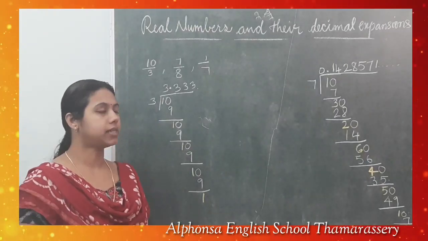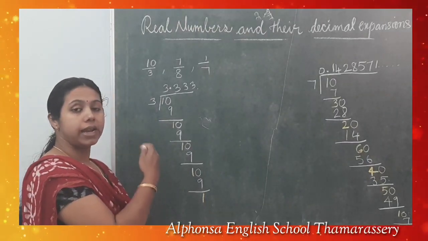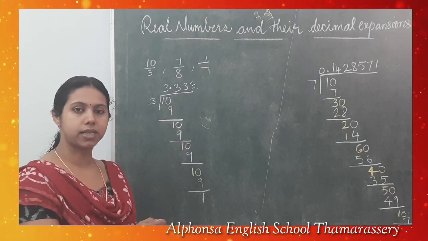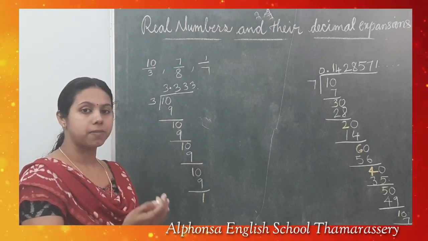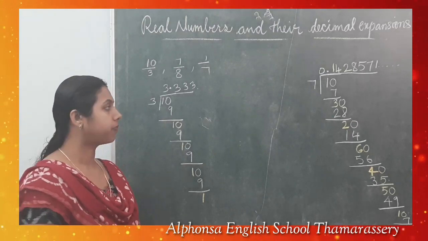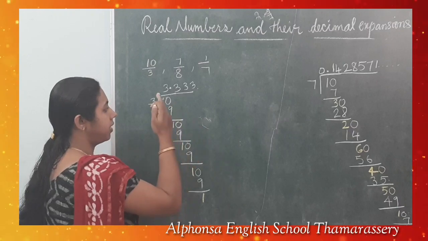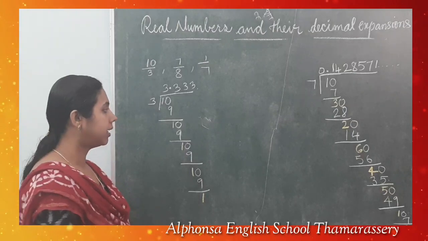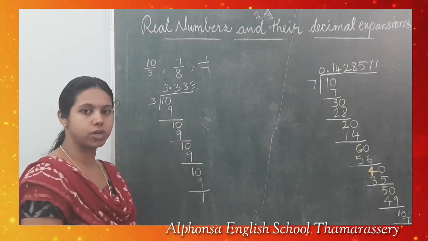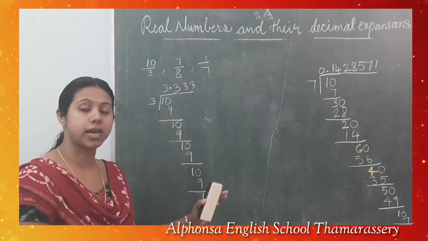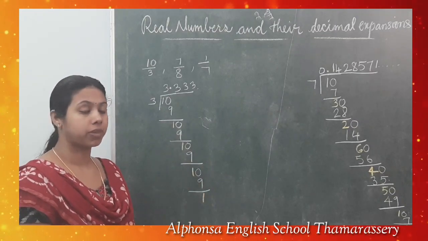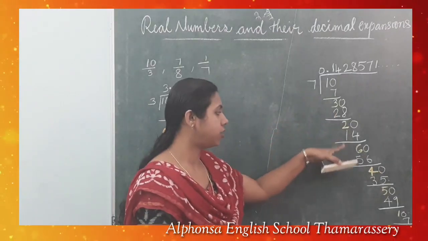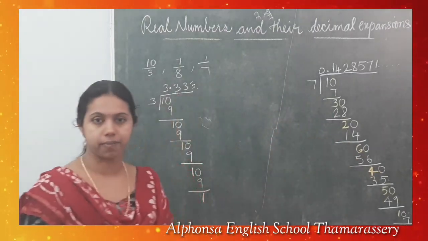So in the second case, the remainder never becomes 0. In the first case, we see that the remainder becomes 0 after a certain stage. In the second case, in the examples 10 by 3 and 1 by 7, you can see that the remainders never become 0. The remainder repeats after a certain stage. Here the remainders are 1, 1, 1, etc. Here the remainders are 3, 2, 6, 4, 5, etc.